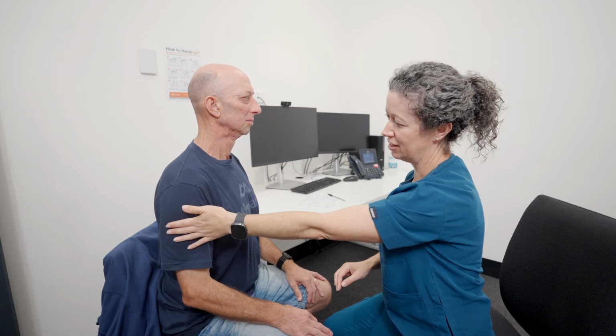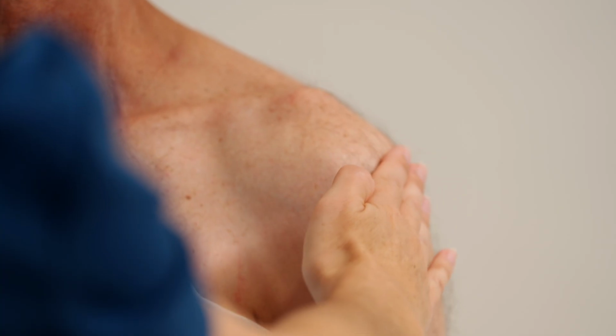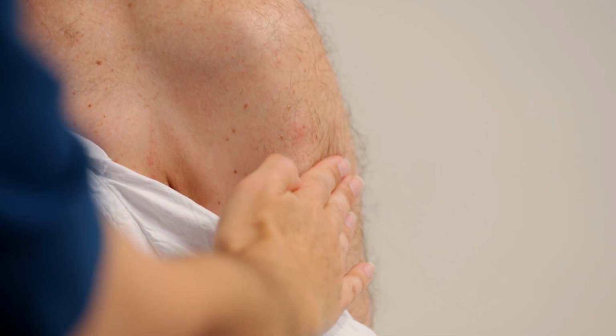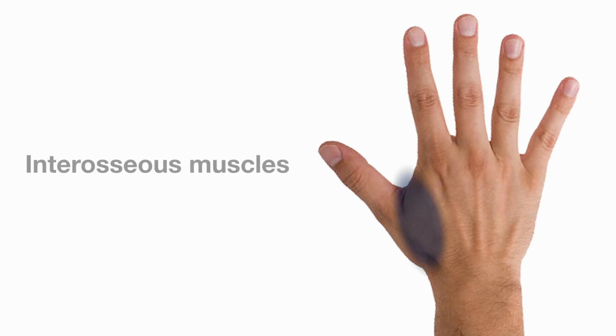A more rounded shoulder with well-developed deltoids indicates good muscle cover. A more squared shoulder or prominent acromion process can indicate depleted muscle stores. Next, assess the interosseous muscles of the hand.